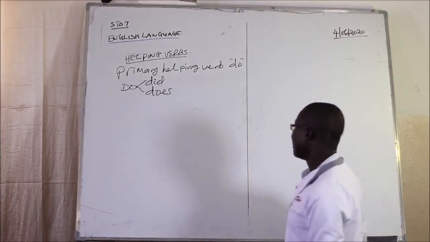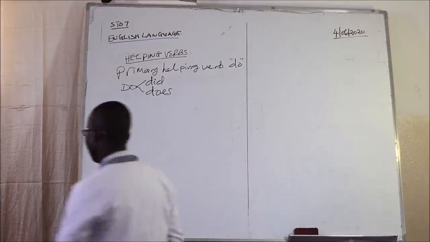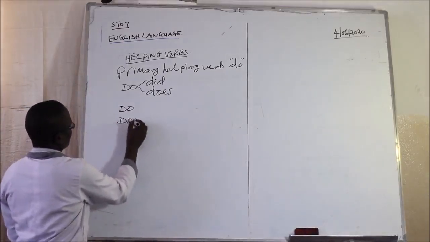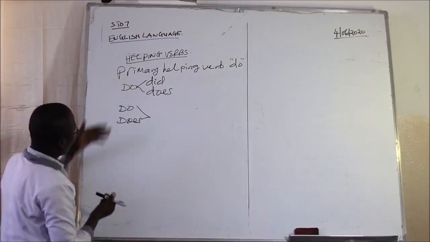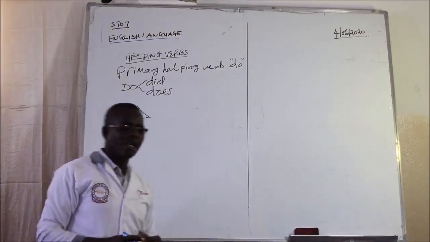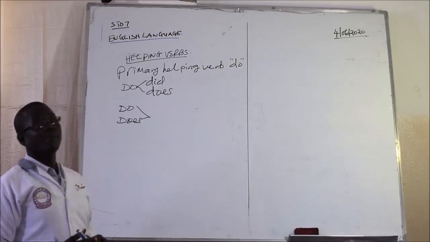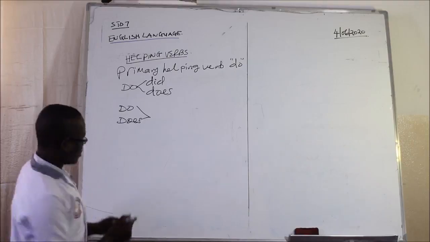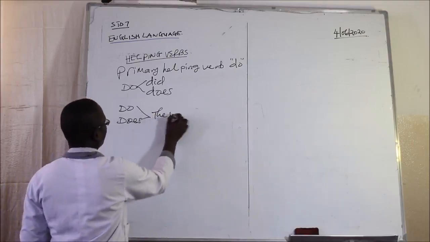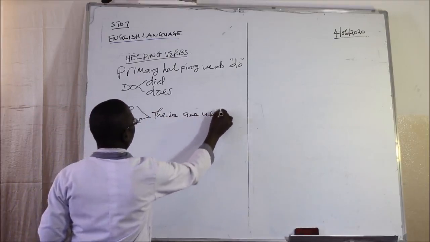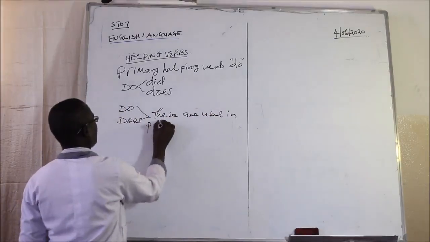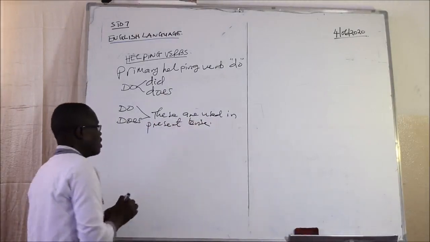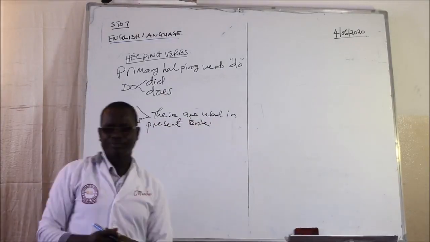Let us begin seeing do and does. Let us start seeing do itself and does. These are helping verbs that we are getting from do that we are using in present tense. We use do and does in present tense. These helping verbs are used in present tense, or we are using them in talking about the present occasion.